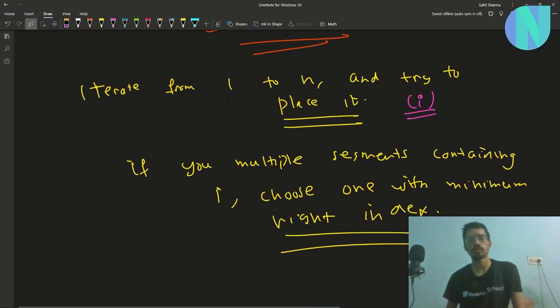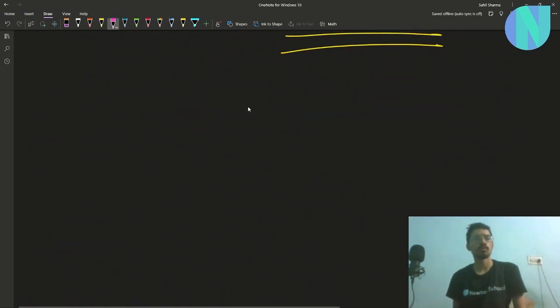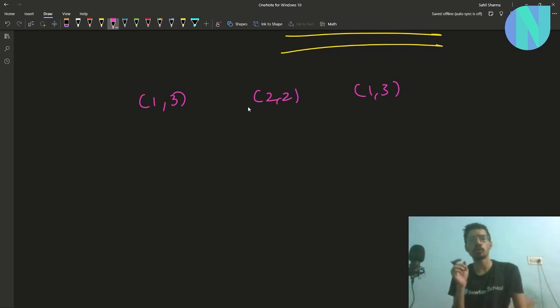So what I'm doing is, let's take an example. So let's say you have 3 segments: 1 comma 3, 2 comma 2, and 1 comma 3. So I will filter these out using their left endpoints, right? I will keep a vector of pairs, that is segments. Here the index is 1, here the index is 2, here the index is 3. That is the index of array bi.